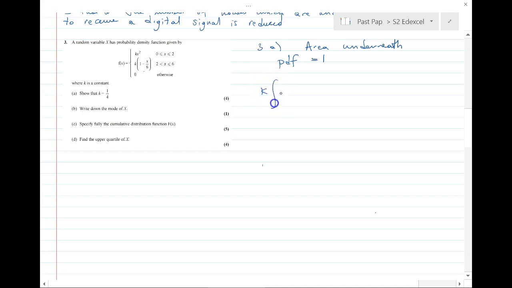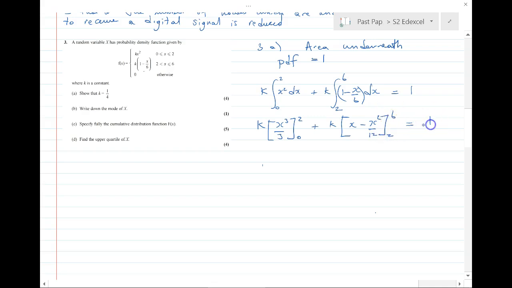So we've got k times x squared dx integrated between the limits 2 to 0, plus k times 1 minus x over 6 dx integrated between 6 and 2, equals 1. This is a case of working through this integration and getting an answer for k, which they've given, thankfully, so we know what we're heading for. So x squared integrated is x cubed over 3 between 2 and 0, plus 1 integrated is obviously x, and x over 6 integrated is x squared over 12 between 6 and 2, and that equals 1.